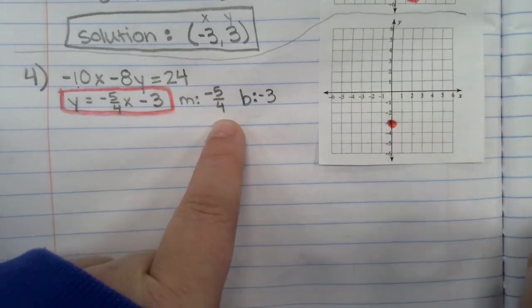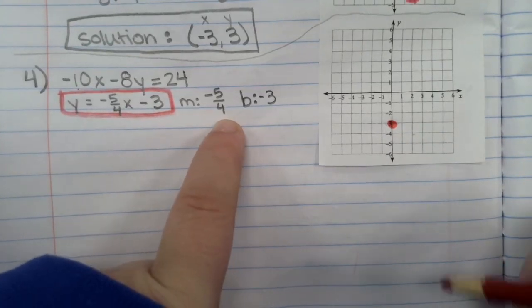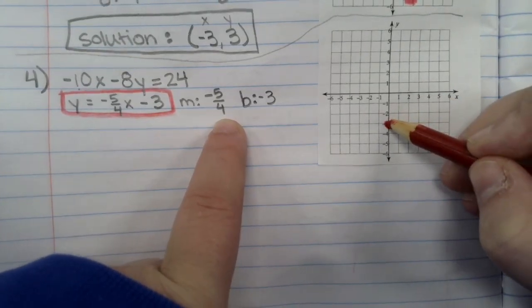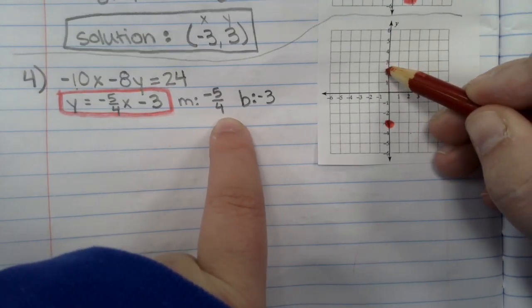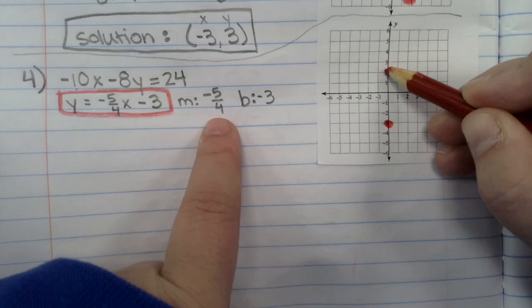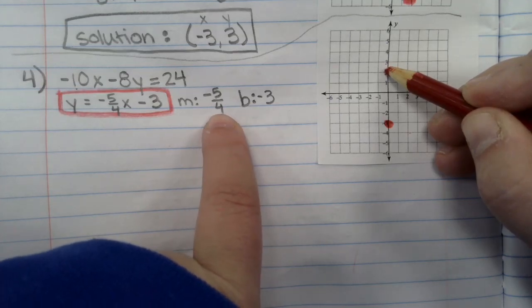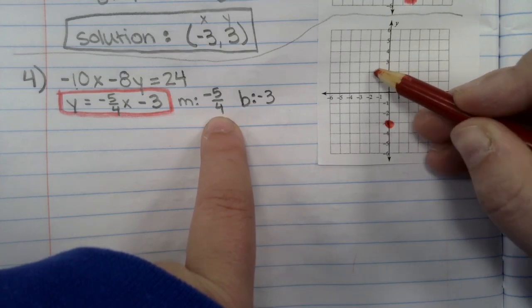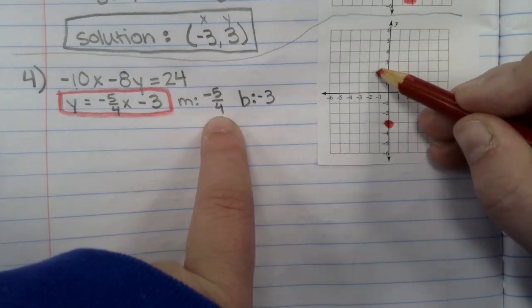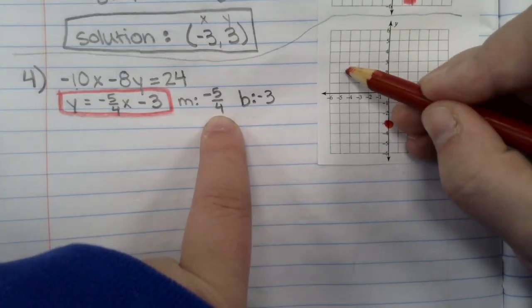Nope, I can't go down 5. Instead you gotta go up 5, right? So we'll go up 5. 1, 2, 3, 4, 5. And I need to run 4. But it needs to be a negative. It needs to go downhill. So which direction is going to be downhill? To the left or to the right? Left. To the left. 1, 2, 3, 4.